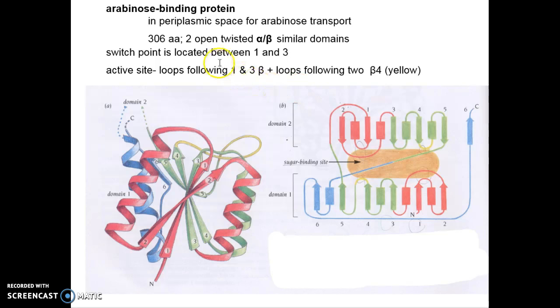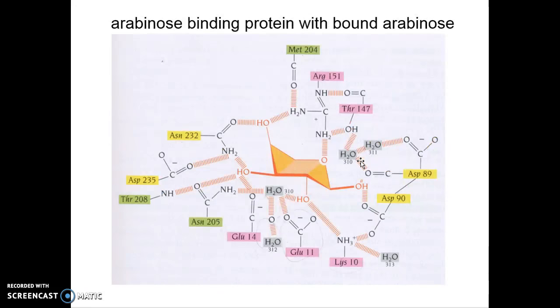This is another protein belonging to this category, arabinose binding protein. Much more complex, but still its active site is positioned at the switching point. Details of the substrate binding regions.